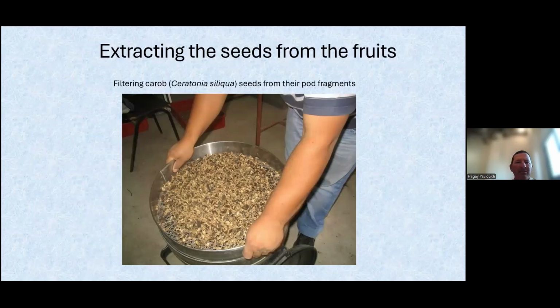For example, with this sieve you can see here the pods of a carob tree, Ceratonia siliqua, but you don't see the pods because we crushed them, and we now have parts of the pods and the seeds. When we use the sieve, all the seeds will go down, all the parts of the pods will stay in the sieve, and we eventually have clean seeds.